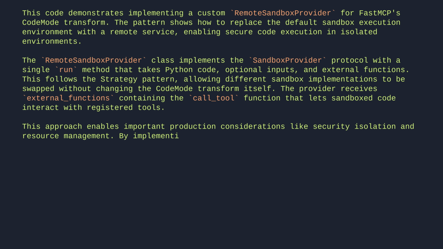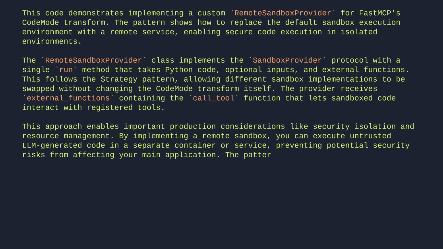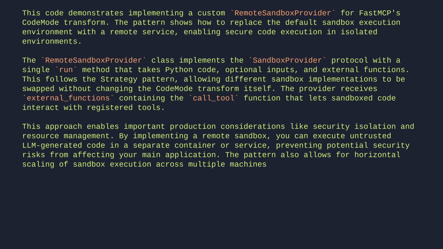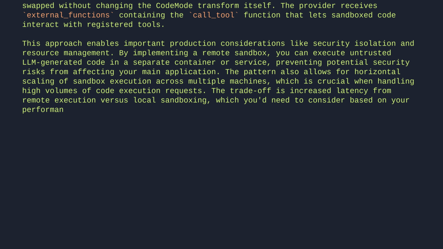By implementing a remote sandbox, you can execute untrusted LLM-generated code in a separate container or service, preventing potential security risks from affecting your main application. The pattern also allows for horizontal scaling of sandbox execution across multiple machines, which is crucial when handling high volumes of code execution requests. The trade-off is increased latency from remote execution versus local sandboxing, which you'd need to consider based on your performance requirements and security needs. Let's break it down.